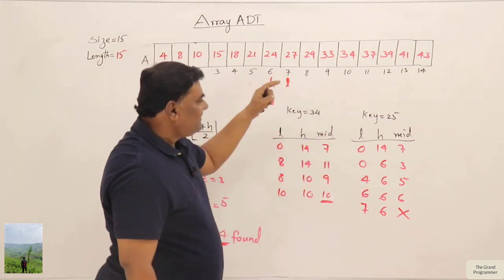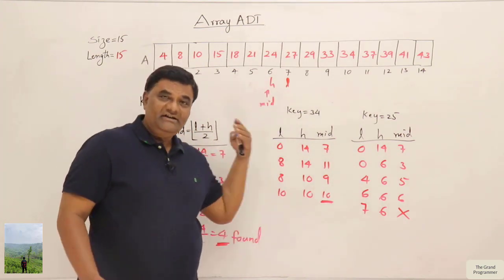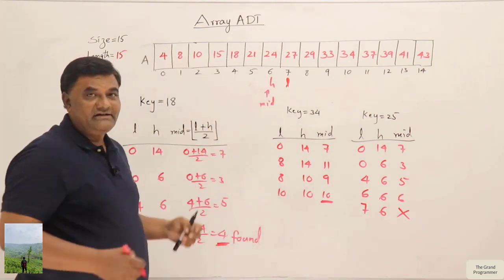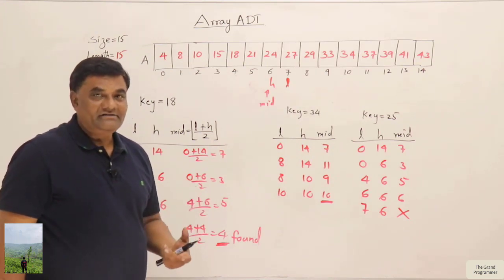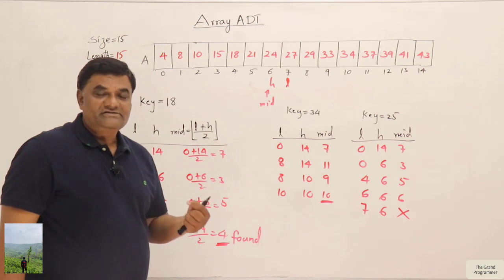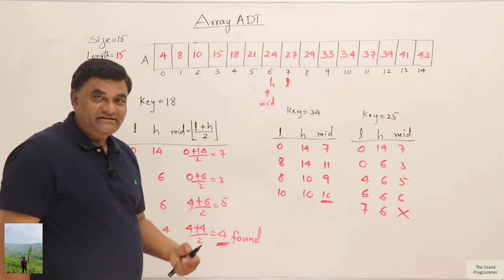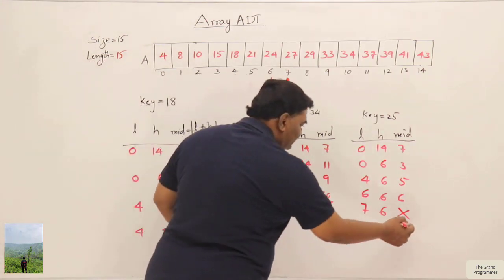Low has become greater than high. Low should be on the left hand side and high should be on the right hand side, but low became greater than high. So it means the element is not there in the list. So this search is unsuccessful.